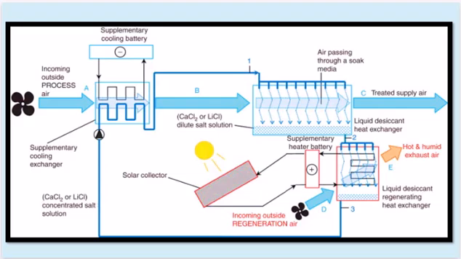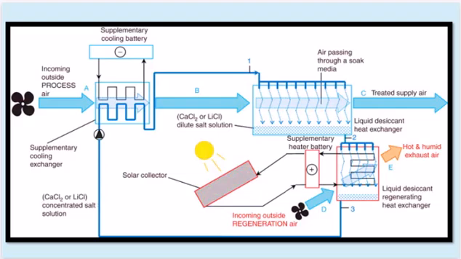Here's how it works. First, ambient air is drawn into the system and passes through a liquid desiccant, usually a hygroscopic salt solution like calcium chloride or lithium chloride. These desiccants are highly effective at absorbing moisture from the air, which leads to both cooling and dehumidification. After the air is conditioned, it is supplied to the space that needs cooling.